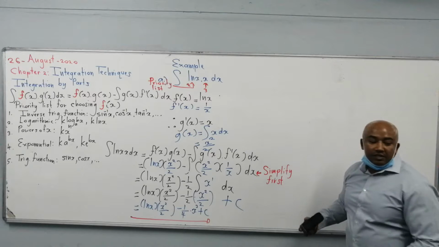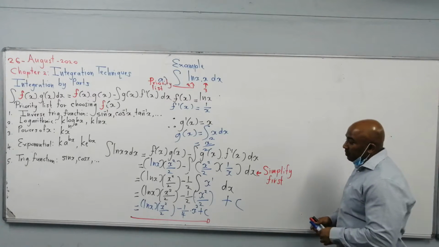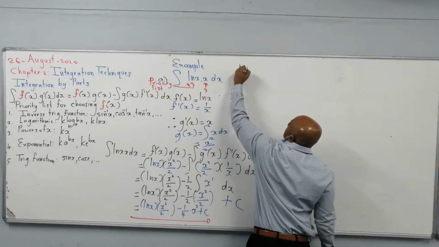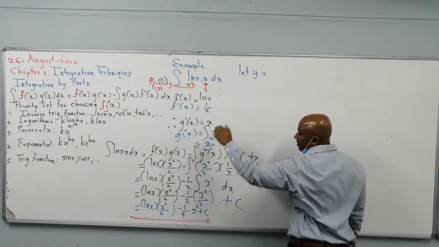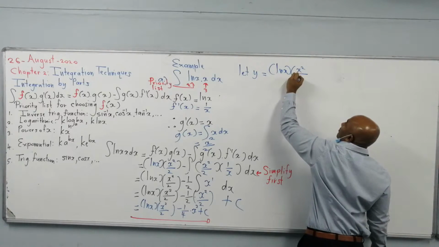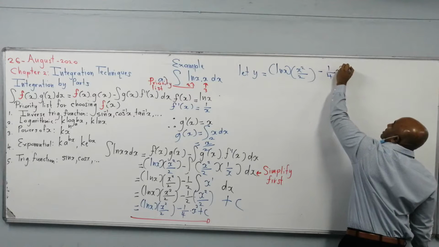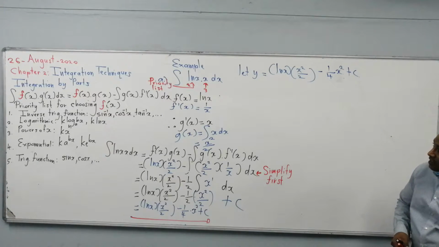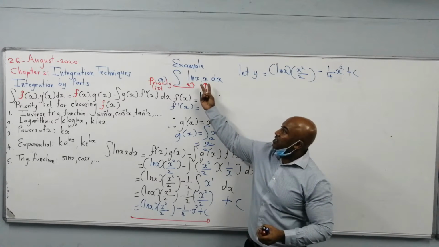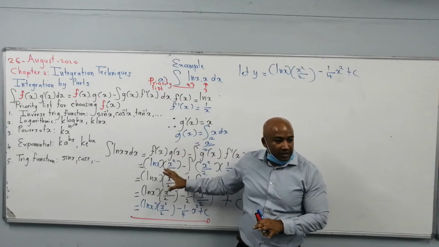Why am I showing you this? Because I'm going to be revising the product rule with you at the same time. So at the same time we're revising the N5 work. So let's take the answer. Let's call it y. So let y equal to, what do we have there? We have ln x times x squared over 2 minus 1 over 4 x squared plus c. And if I differentiate my answer, I must get back to the question, which is ln x times x, and if I don't, that means I made a small mistake somewhere.